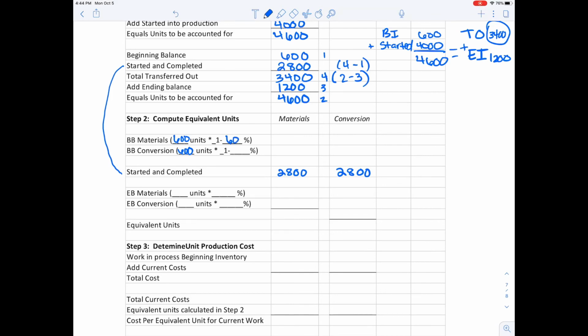It told me in the problem that the materials were 60% complete. Conversion was 53% complete. Now it's 1 minus 60% because I want to know how much more I have to do. So this is going to come to 240, or 600 times 40%. My beginning balance for my conversion equivalent units is 282, or 600 times 47%.